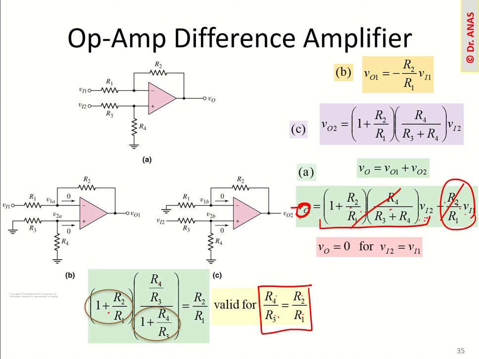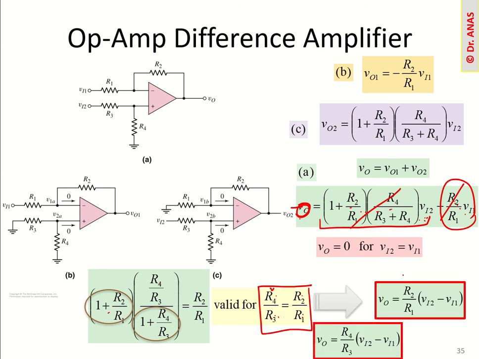So to make these two terms the same, we have to make the ratio of R4 over R3 equal to R2 over R1. Once we do that, we can derive the final relationship: the output voltage is the ratio of R2 over R1 multiplied by the difference of the inputs, V2 minus V1, or the output voltage is the difference of the input voltages multiplied by the ratio of R4 over R3.